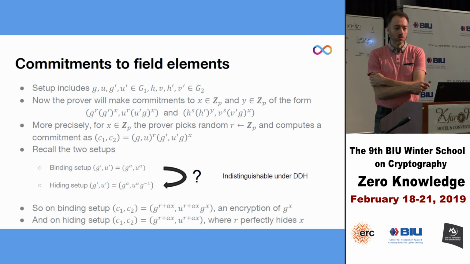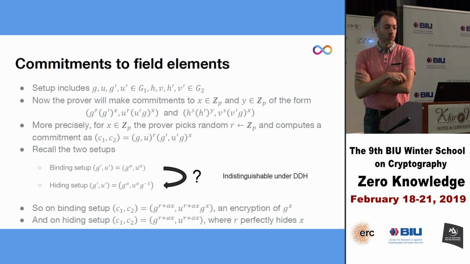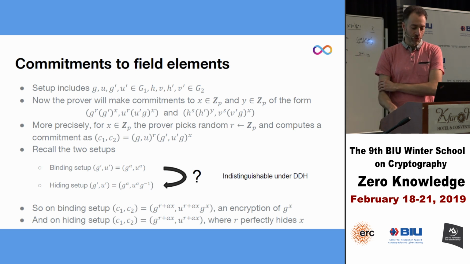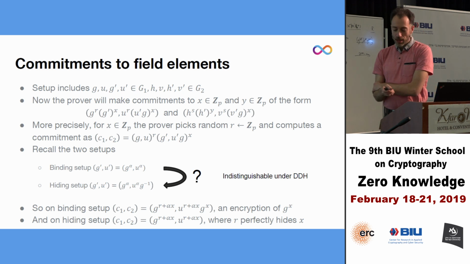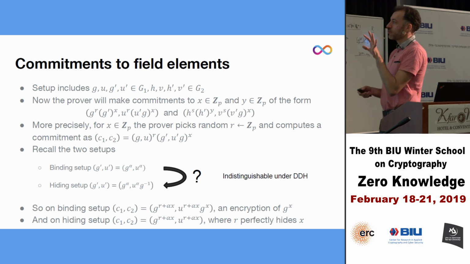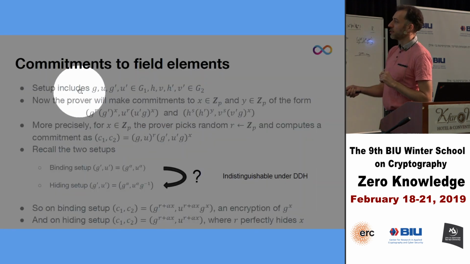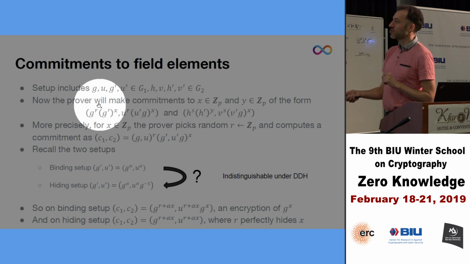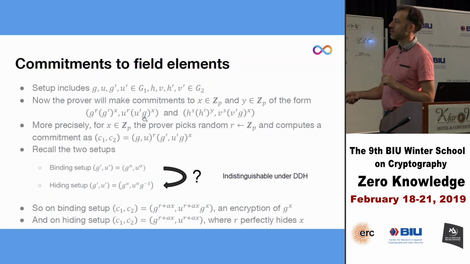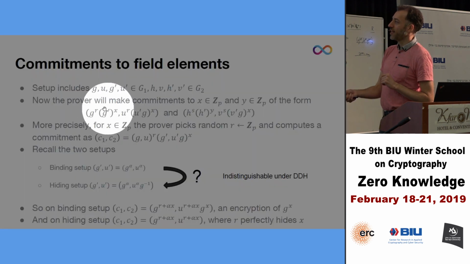Right? So let me just talk briefly about quadratic equations and commitments to field elements. For field elements, we'll do a somewhat different commitment scheme. So we'll be committing using this type of commitments. So we'll still use G, U and G prime and U prime. But now when we're committing to an X, we'll take G to the R and U to the R. And we'll take G prime to X and U prime times G to X.